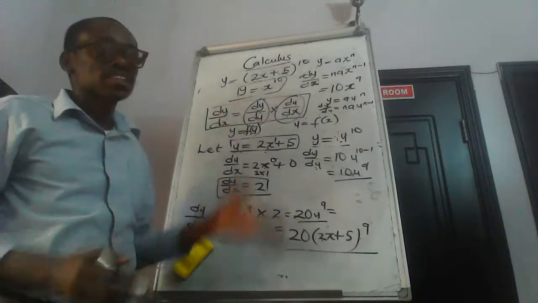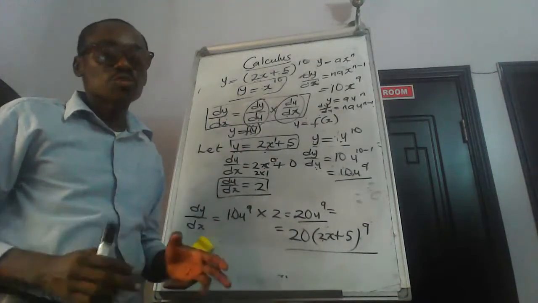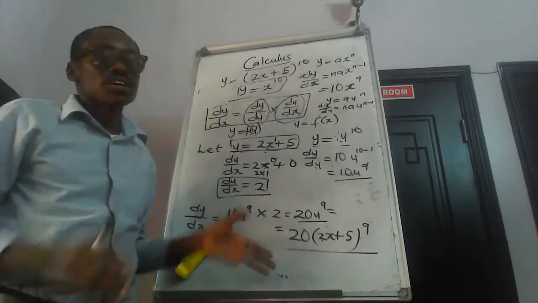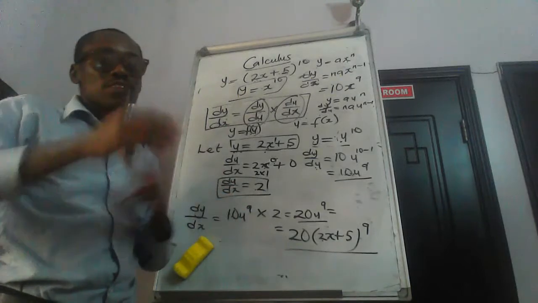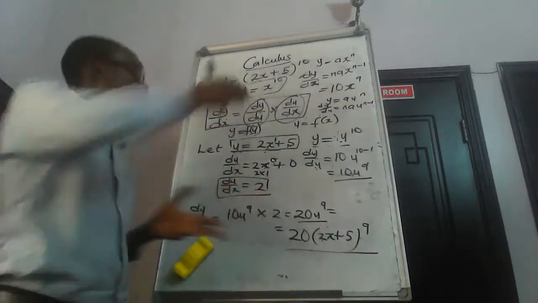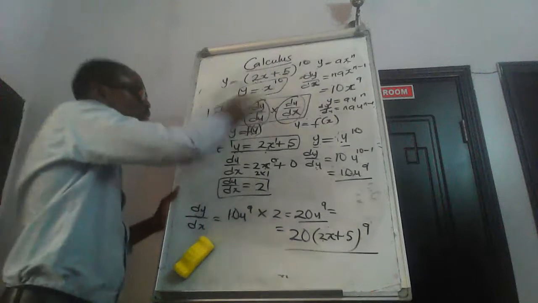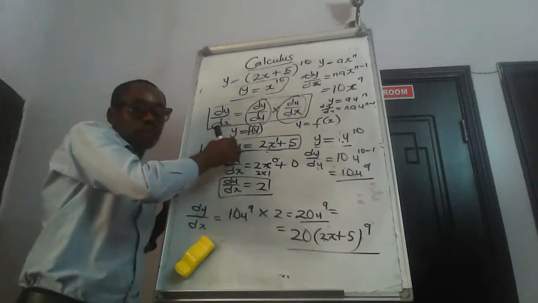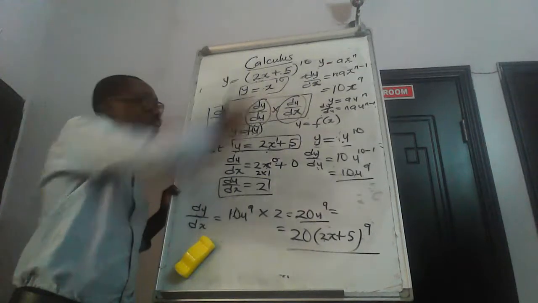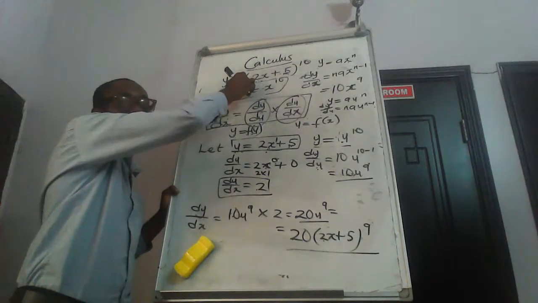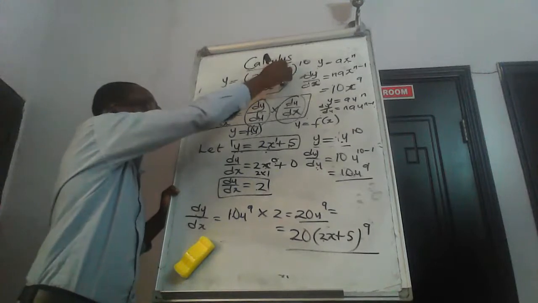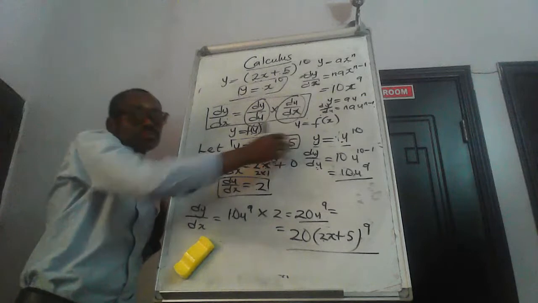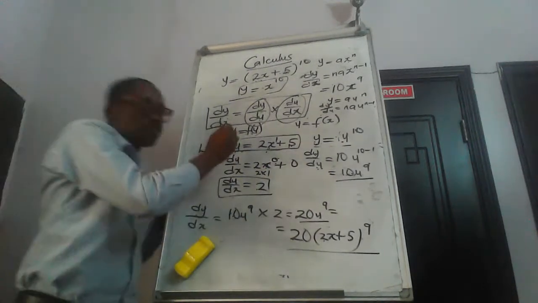Like I said, this method is called the function of a function, the chain rule. Whenever you have a function of a function, a function that is not direct, a function that involves another function, you have to use the chain rule. When you bring in the chain rule, you have to bring in an alphabet to represent the thing that is making your function cumbersome, like the 2x plus 5. We brought in u and set u equal to 2x plus 5. Then go ahead and find du/dx.